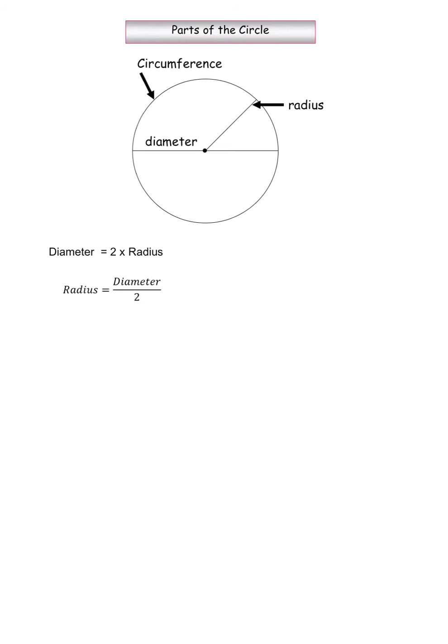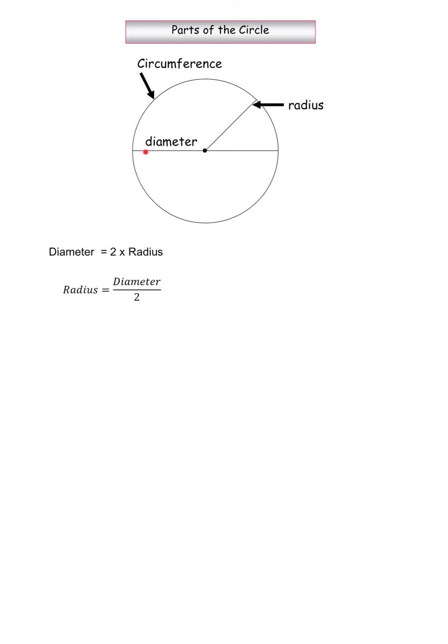In this video, we're going to be looking at finding the area and circumference of a circle. Now, in a circle, there's some important terms that you need to know. First of all, the radius goes from your center to the outside of the circle.